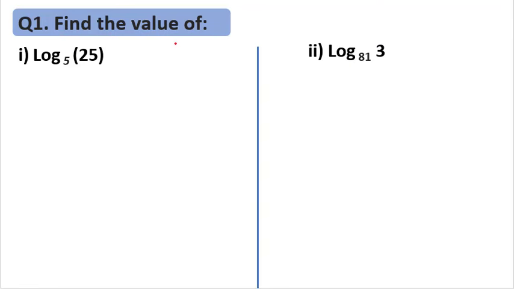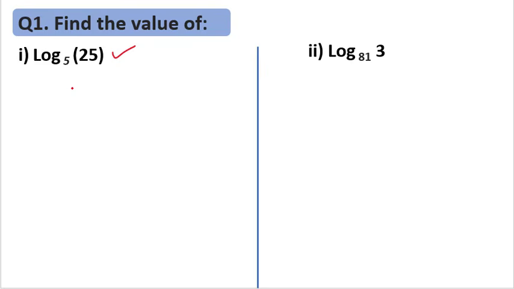Okay. So now let's begin with some questions. We'll start with some basic questions and slowly move on to the difficult ones. The first variety of question that we'll find here is: find the value of log 25 to the base 5. Now this is pretty simple.